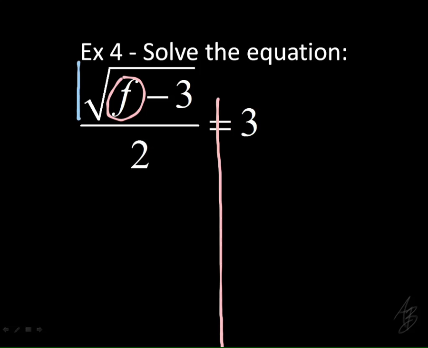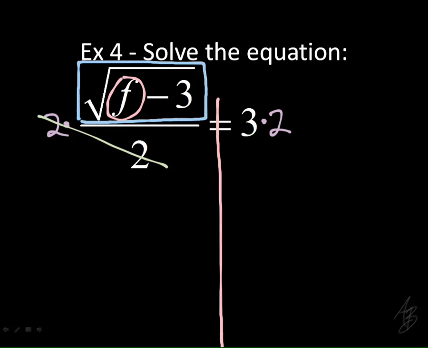I need to get the square root by itself. I need to get this by itself, so what do I have to get rid of? I've got to get rid of that 2. And how do I get rid of a divided by 2? Multiply by 2. So I multiply both sides by 2. And when I do that, the 2's cancel, and what's left on the left side? The square root of f minus 3. And on the right side? 6.